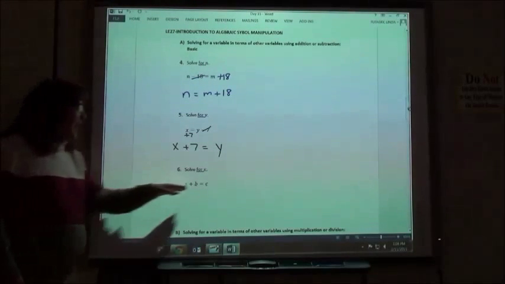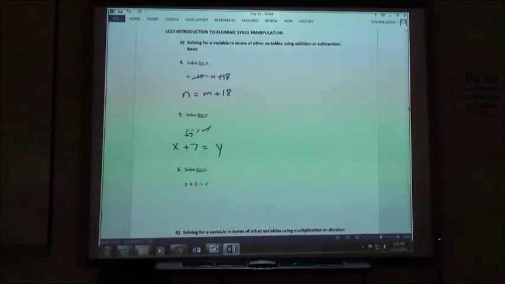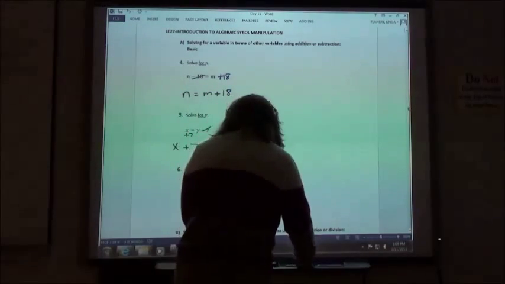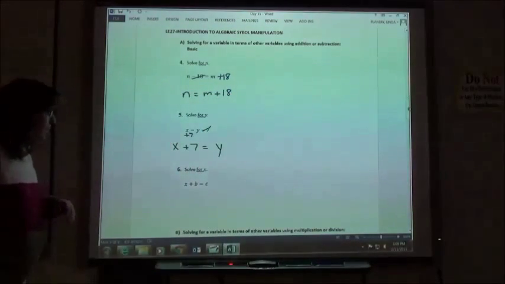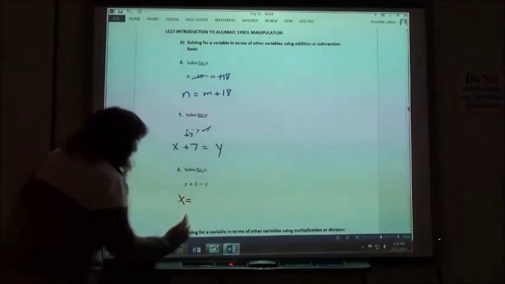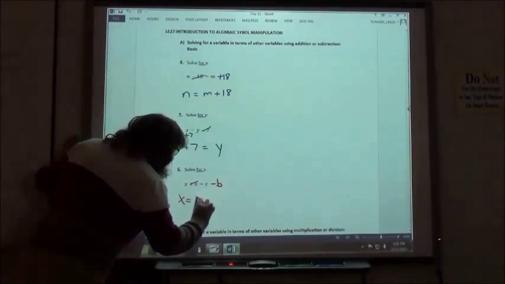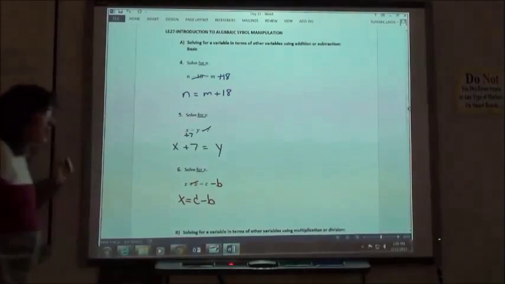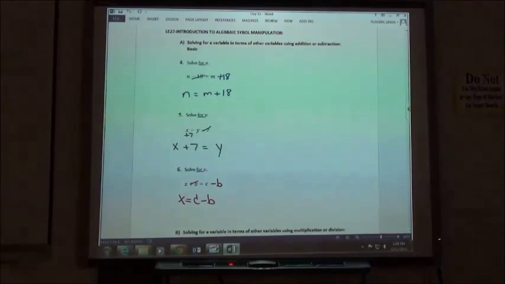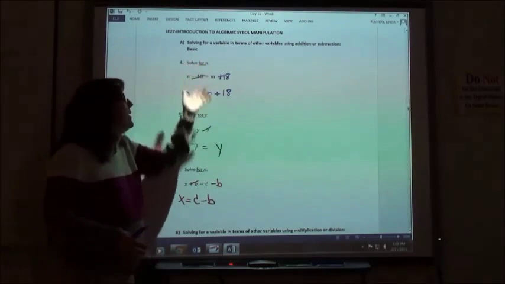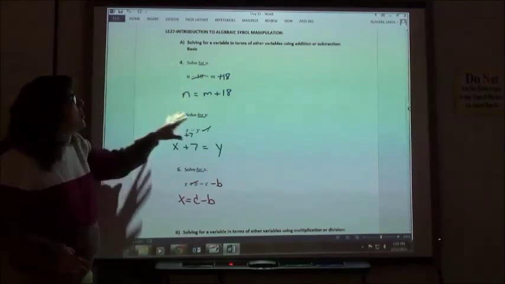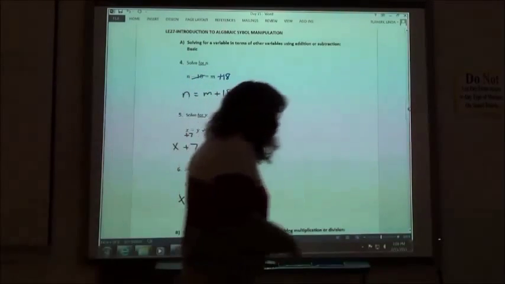So number 6 then, they didn't even put a number in there because they're still checking. Do you understand the process? If I want to get the x by itself, what am I going to do? I'm going to say x equals c minus b. Exactly. I got to minus that b when I move it over. So x equals c minus b. So it looks weird, and when they tell you to solve it, you're thinking, oh, I got to get a number answer. Well, no, they just want you to rearrange it. Get that variable by itself.